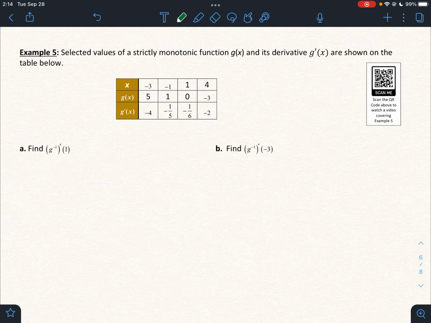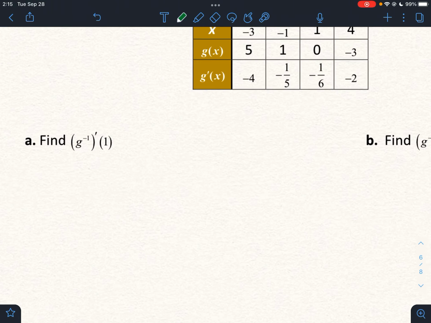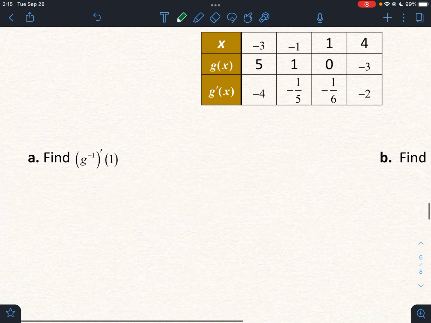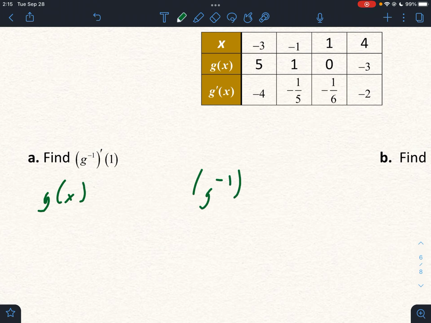So here's another table problem. It says selected values of a strictly monotonic function g of x and its derivative g prime of x are shown on the table below. Part A says to find g inverse prime of 1. Here's how we can think about this. Here's g of x, and here's g inverse of x. I know on g inverse of x, the point is 1 comma something. So on g of x, it's going to be something comma 1.